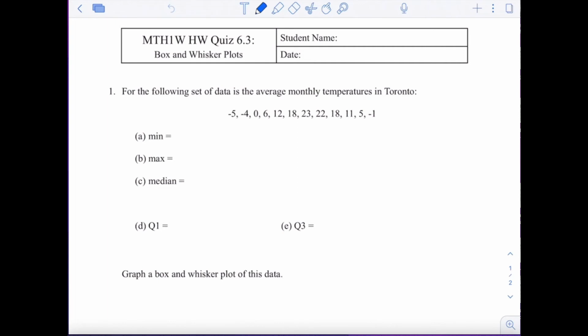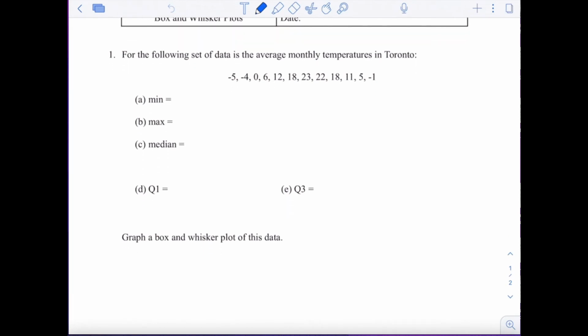So box and whisker plots. Now remember, this is still in the world of single variable data. Okay, so these are just X values. And again, they are not ordered, so that's something we're going to want to do.